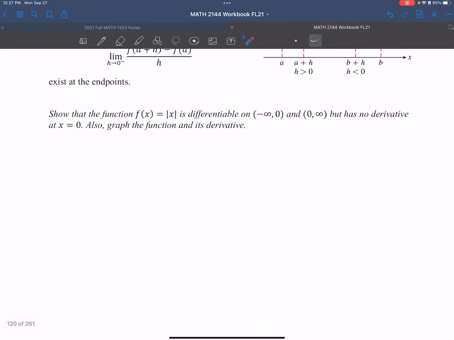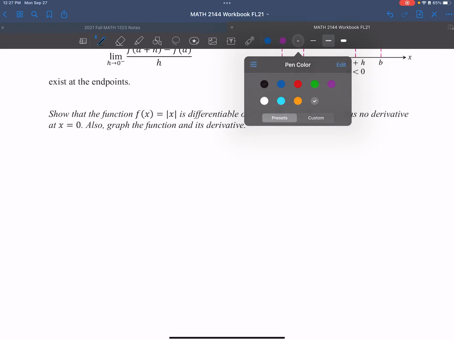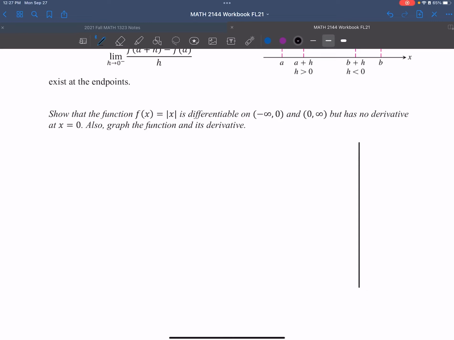But let's go ahead and look at this little example down here below, and I want to point something out, a little seed I'm sowing. So we have the absolute value function. Let's sketch the graph of the absolute value function just to have it for reference. The absolute value function is the V-shaped graph that goes right through the origin. So there's the absolute value of x.